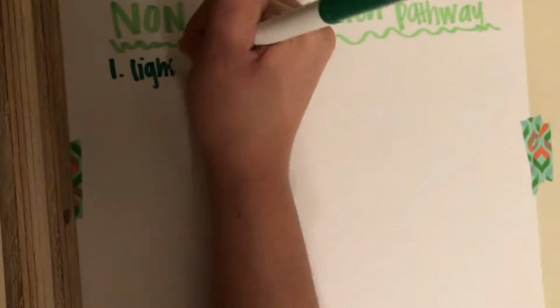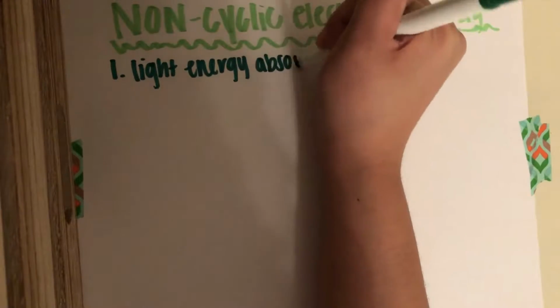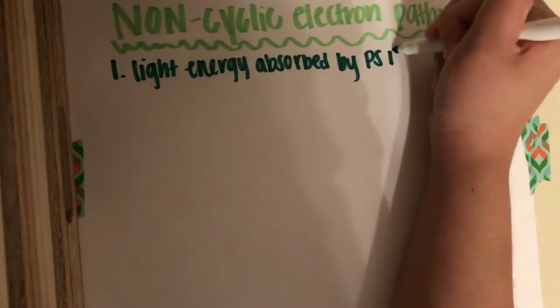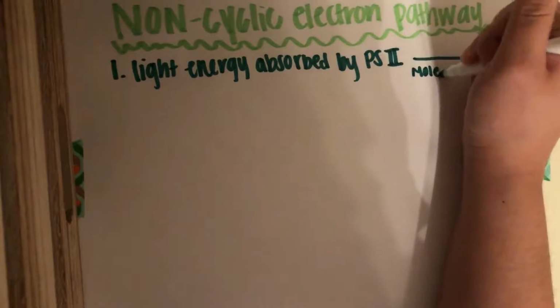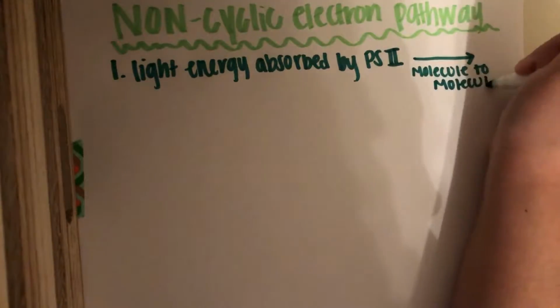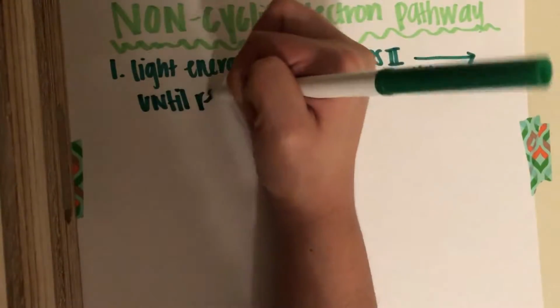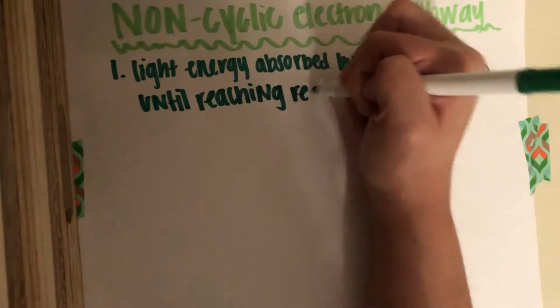These are the steps of the non-cyclic electron pathway. In the first step, light energy is absorbed by the photosystem 2 antenna complex and passed down from molecule to molecule until it reaches the reaction center, which is chlorophyll A.